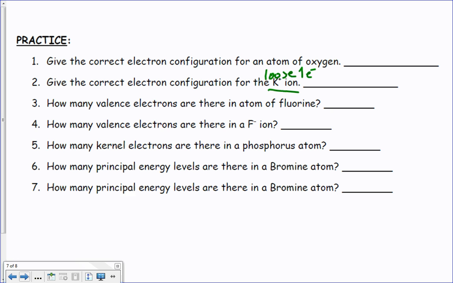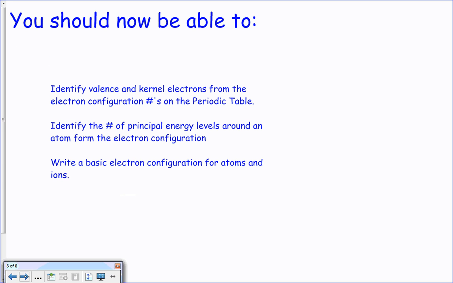How many valence electrons are there in fluorine? Look up F for fluorine, and it's the last number. Again, valence is the last number. Kernel is my inner ones, so add all the ones up that aren't my last number. And then for principal energy levels, I have to use that little equation we just did. So you do the practice, and we will check in class.